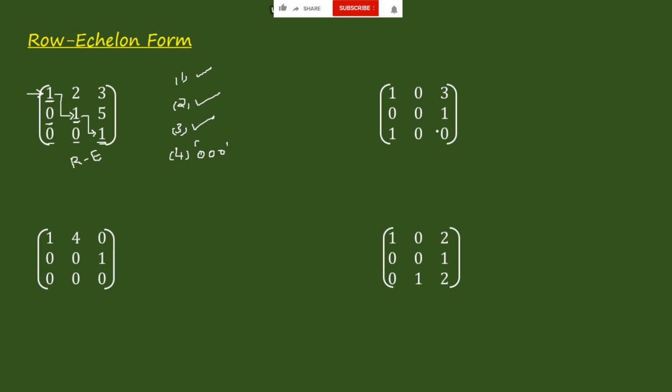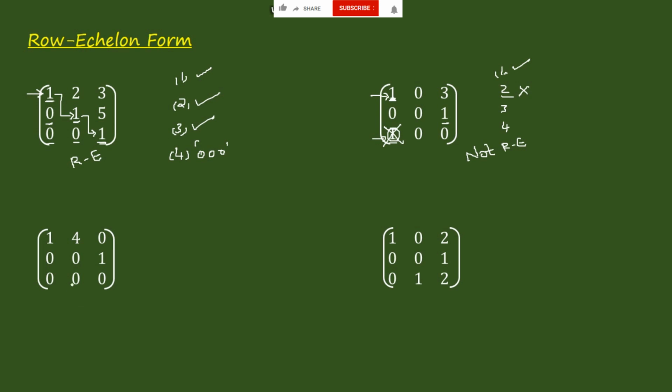Come to the next one. Consider this particular matrix. We have 4 conditions: 1, 2, 3, 4. Come to the first condition. The starting entry is 1, a leading one. The first one is satisfied. Second one: in the column of a leading one, below it should be 0, but this is not 0. It does not satisfy, so this is not in row echelon form.